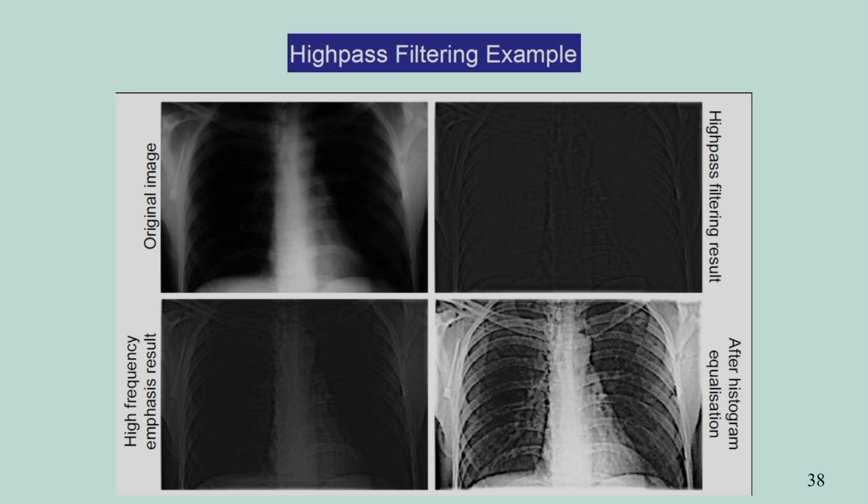And in this case I have given one example of the high pass filtering. Original image I have shown first. The next one is the high pass filtering output. And after this what I am doing, high frequency emphasis result I am showing here. And after histogram equalization I will be getting the output something like this. So finally I am applying the histogram equalization technique to improve the contrast of an image. So this is one example of the high pass filtering.